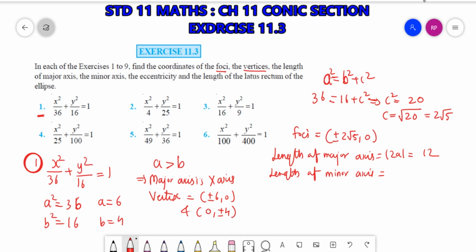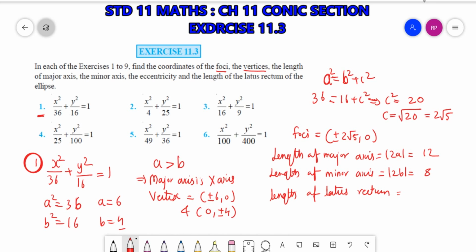Okay, so length of minor axis will be equal to 2b, and that is equal to 2 into 4, that is 16. Clear? Now next is length of latus rectum. Sorry, there is one mistake. It's b is equal to 4, so 2 fours are 8.